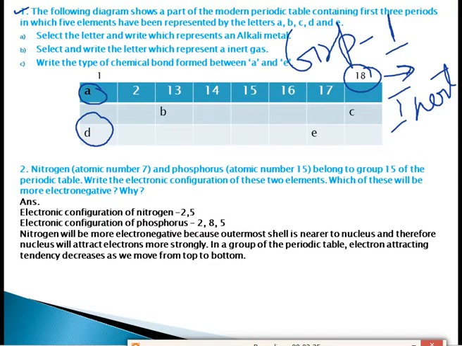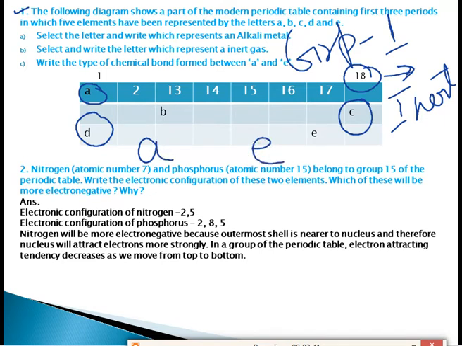So in group number 18, which element is present? The only element which is present in group number 18 is element number C. So it represents an inert gas. Next one is: write the type of chemical bond formed between A and E. Okay, what type of bond will be formed between element number A and element number E?